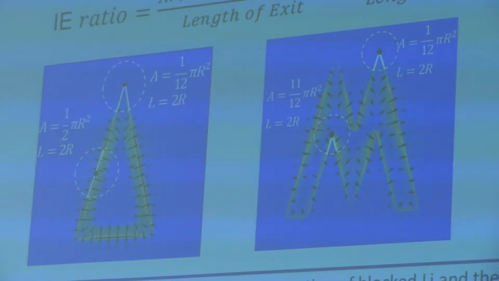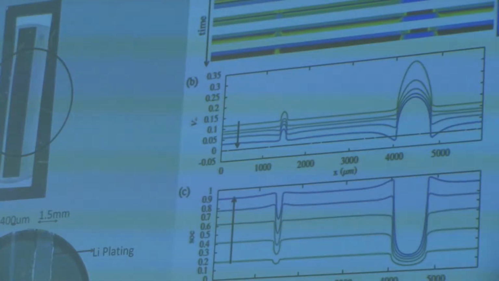But if the ratio is very large, then there's not many places for them to get out, and so they kind of get stuck where they are. So that's our simple geometric argument. And we can see that argument play out in virtually all of our patterns, all of our structures.